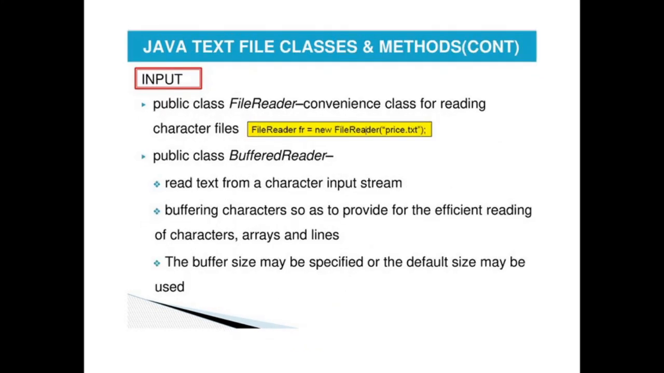Now there is a class, as you can see, FileReader, and what it can do is read a file. FileReader fr is equal to new FileReader, and in the arguments we can pass the local path or a physical, absolute path. But what we have done here is that the price.txt file is kept in the same folder in which we are making the .java file.